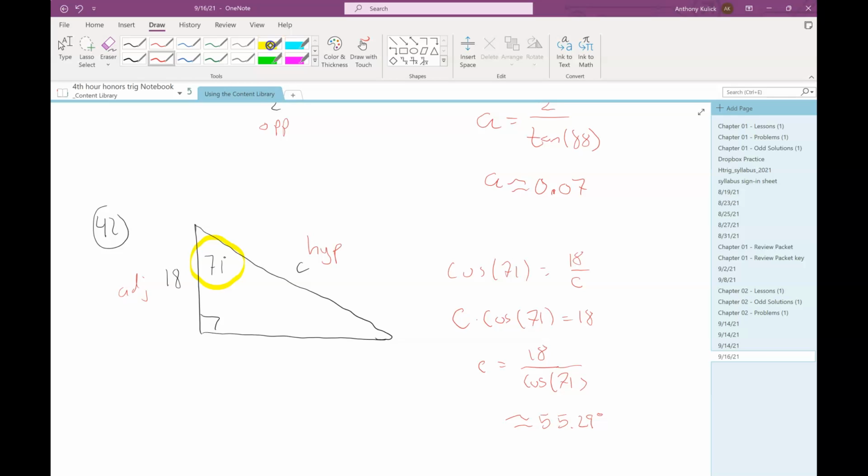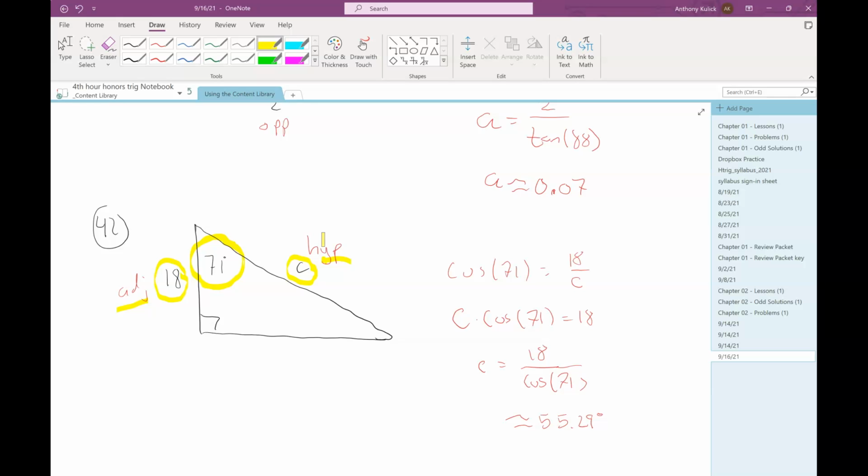So when I looked at the 71, relative to the 71, the side I knew was the adjacent side. And the side I wanted to find was the hypotenuse. So the trig function that involves adjacent and hypotenuse is cosine. So it depends on what you're given, right? Like which angle you're working from and what sides you know and are looking for.